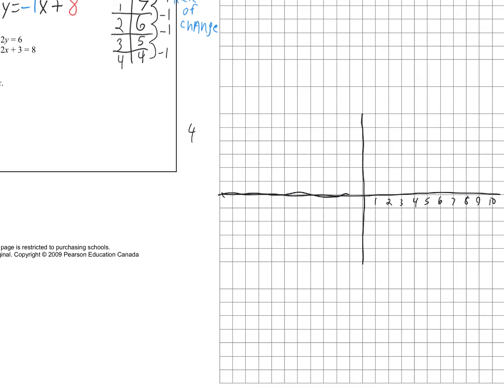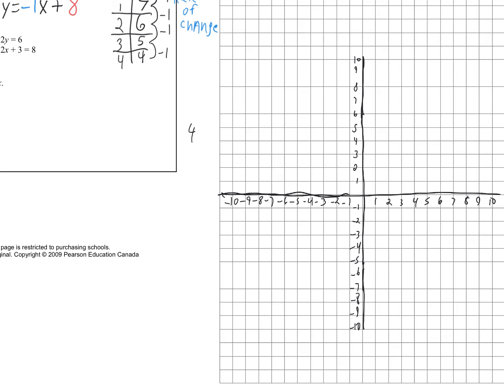This here is -1, -2, -3, -4, -5. We'll say -6, -7, -8, -9, -10. Then -1, -2, -3, -4, 6, 7, 8, 9, and 10. And this is 1, 2, 3, 4, 5, 6, 7, 8, 9, and 10. All right, so here we go.